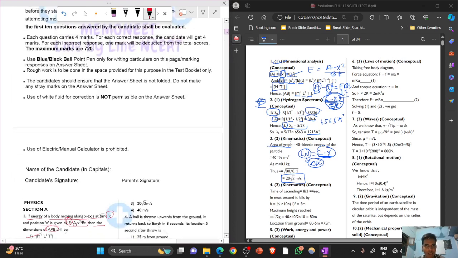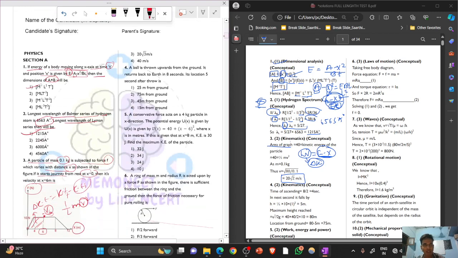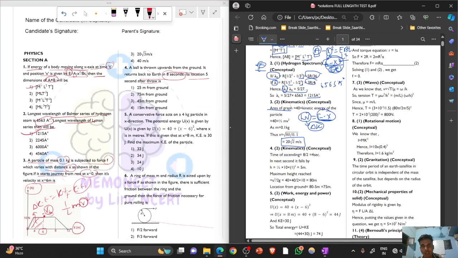Now moving to the next question. Okay, let's see. A ball is thrown upward from the ground. It returns back to the earth in 8 seconds. It is asking its location 5 seconds after the throw. So simply again a kinematical question. A ball is thrown upward, it goes up and comes down. At the time of throwing, time equals 0 seconds. It is asking at what distance it will be at t equals 5 seconds from the start.